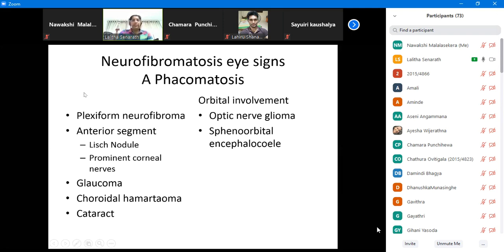We can divide into the plexiform neurofibroma. That commonly just affects the eye, the anterior part of the eye, especially the lid. Therefore, the plexiform neurofibroma is diffuse enlargement of nerve fibers and causes enlarging and thickening of the skin. And if it affects the upper eyelid, it can hang over the eye and reduce vision because of the ptosis. In the anterior segment, there may be lesion nodules and prominent corneal nerves. And then it can affect glaucoma and cause choroidal hamartoma and cataract. In neurofibromatosis orbital involvement, there may be a risk of optic nerve glioma and sphenoorbital encephalocele.